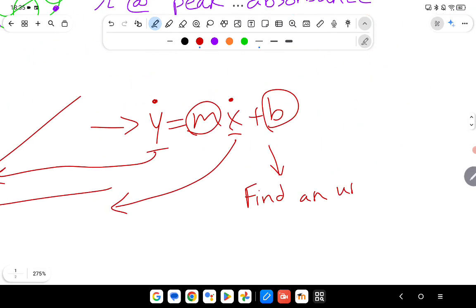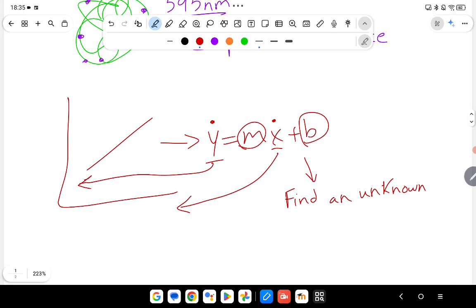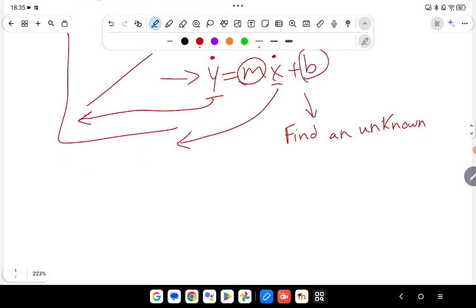So we want to find an unknown value using our standard curve. When we do our standard curve, we get a slope formula, and then we use that slope formula to calculate either the x or y value for an unknown. Okay?